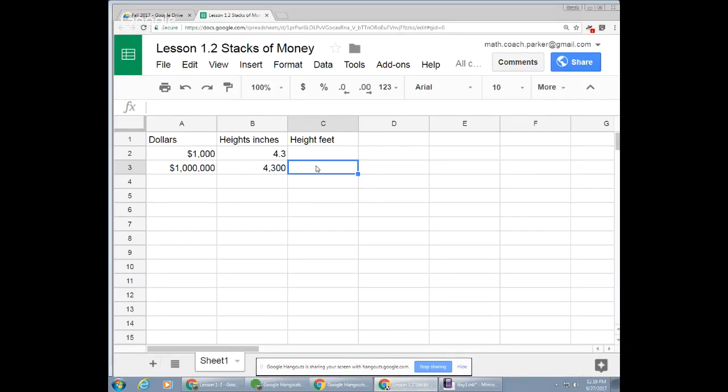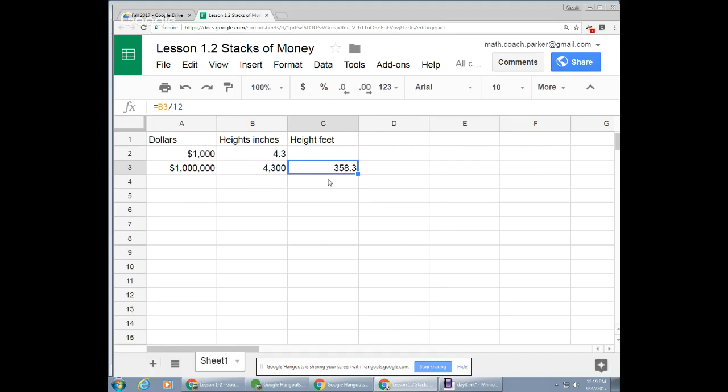I need to do a calculation in a spreadsheet, so I type equals. I need to take this number and divide by 12, and that gives me feet. Now, 0.33333 feet is kind of useless out there, so I'm just going to use the decrease decimals. Let's knock it down to maybe 1 decimal place. So it's about 358 feet.